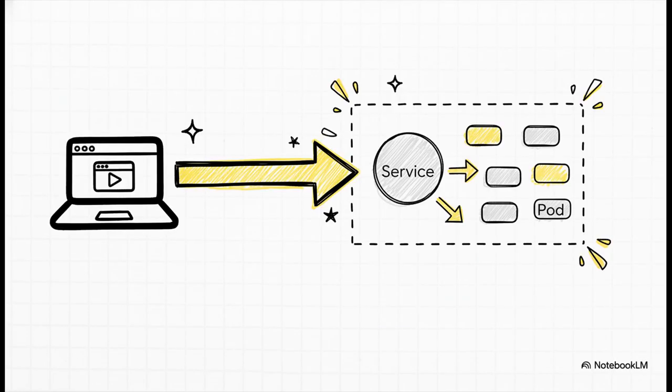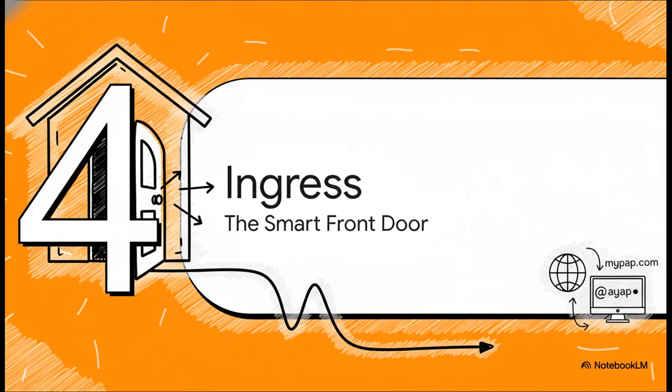And check this out. We apply the configuration and look at the result. Our service has an external IP of localhost. That's the Docker Desktop magic I was talking about. What this means is we can now finally open a browser on our own computer, go to localhost 3000, and see our app running inside Kubernetes. We made it.